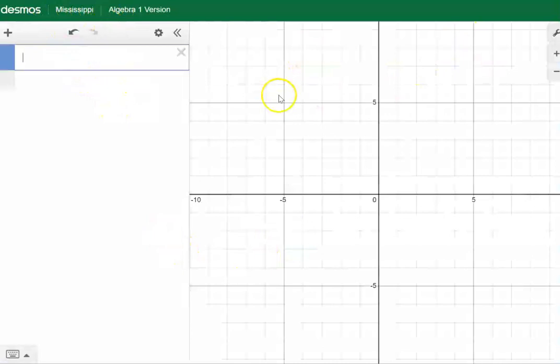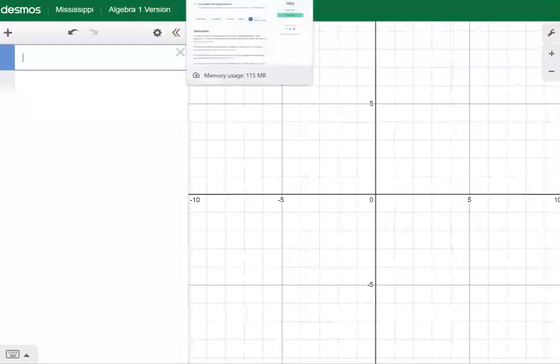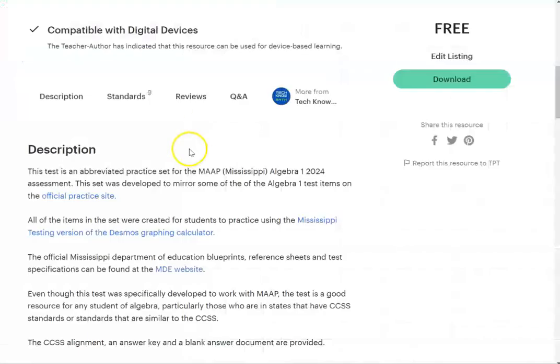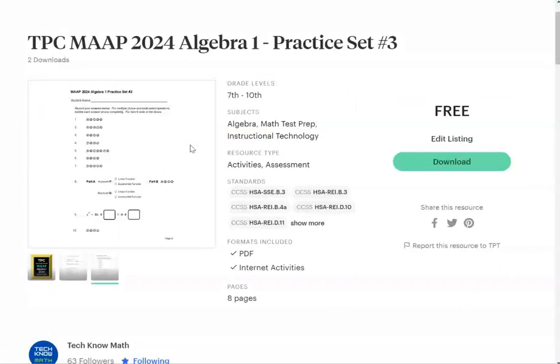It is a little bit larger than the embedded calculator. You do have a little bit of a limitation when you're doing the one that's on their website, but it's still good to use this calculator because it is giving you the same functionality that they will experience when they're taking their test.